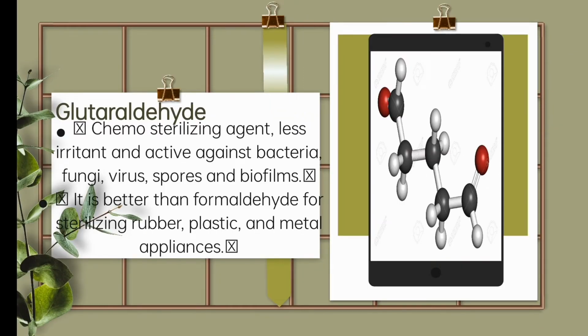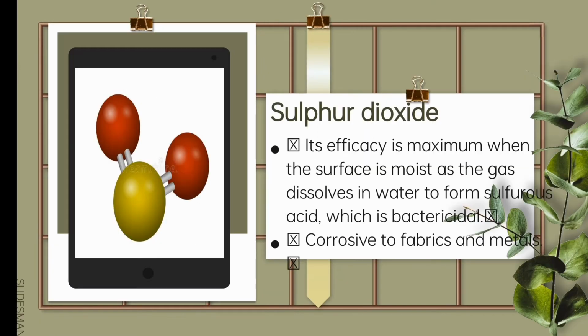Glutaraldehyde. Chemosterilizing agent, less irritant and active against bacteria, fungi, virus, spores, and biofilms. It is better than formaldehyde for sterilizing rubber, plastic, and metal appliances. Sulfur dioxide. Its efficacy is maximum when the surface is moist as the gas dissolves in water to form sulfurous acid, which is bactericidal. It is corrosive to fabrics and metals.